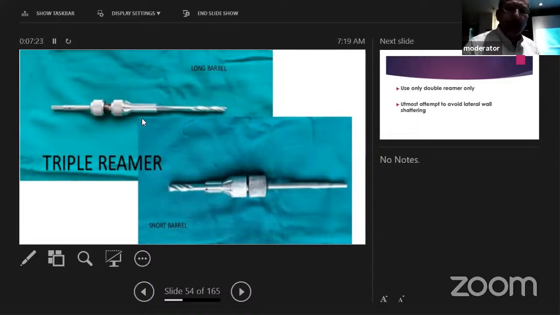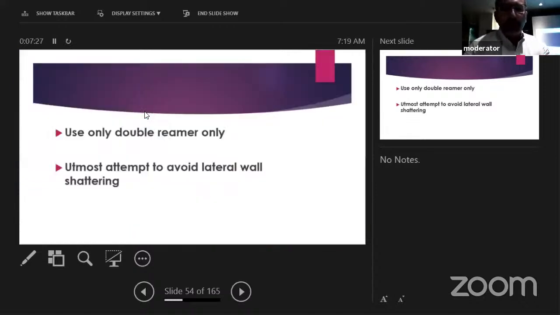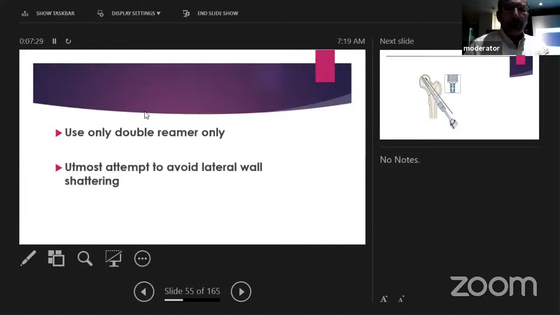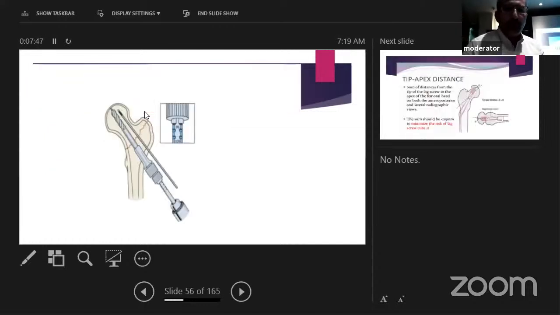So also you need to know that the triple reamer comes in the short barrel and long barrel as well, depending upon the adequacy. So you only use the double reamer, utmost attempt to avoid lateral wall shattering. That is the trick, actually, the real tip you want to take away, because if you're going to use triple reamer, you can easily cause the fracture of the lateral wall, and that will defeat the purpose. So you have to preserve the lateral wall as much as possible. So again, try to use this.